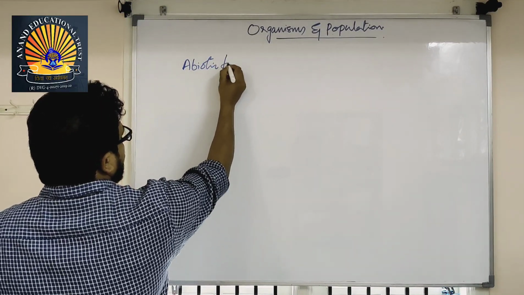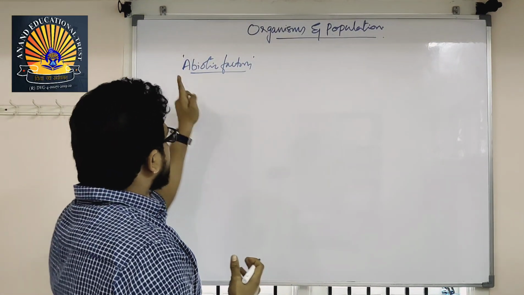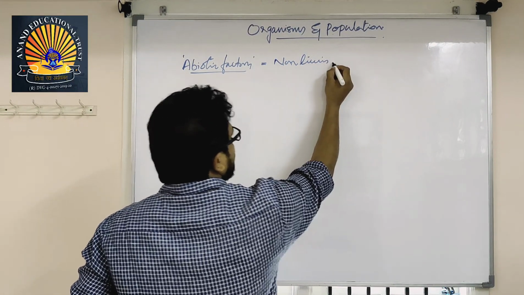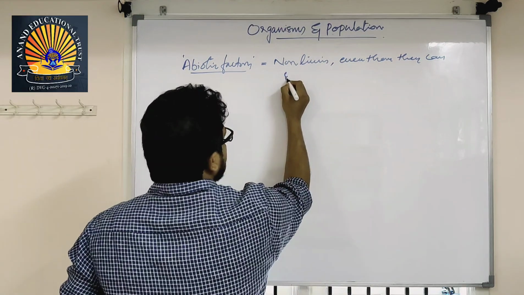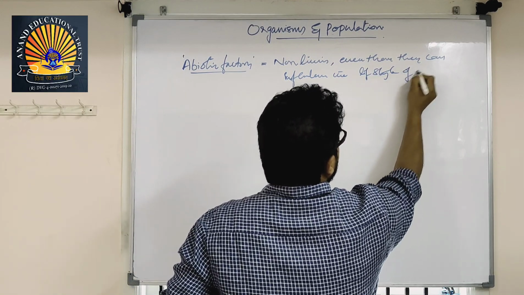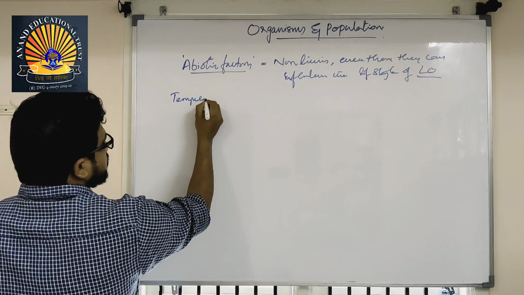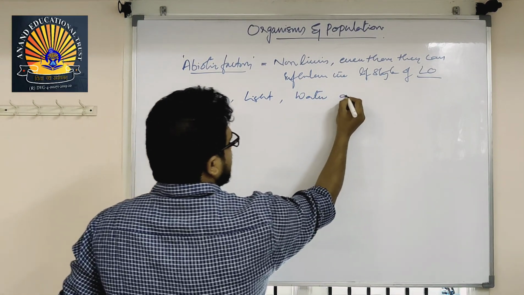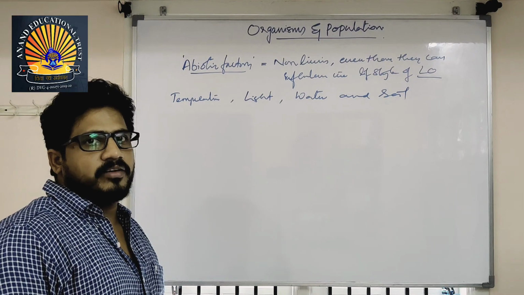The suitable biome will have factors. What are abiotic factors? In the name itself there is a meaning: they don't have life, that's why abiotic. They are non-living, even though they can influence the lifestyle of living organisms. What are they? That is temperature, light, water, and soil. Let us discuss how they influence other living organisms next.